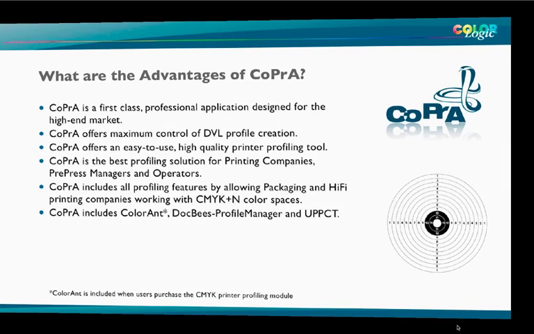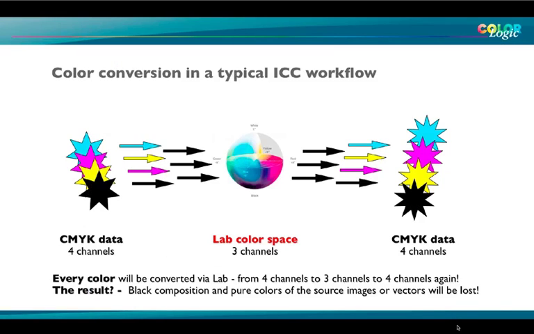So let's start with why we need DeviceLink profiles. The typical problem that you'll have with CMYK-to-CMYK conversion is that you'll start with a 4-channel data set. So you have 4 channels, CMYK, and whenever you're doing an ICC conversion, you will always convert via the LAB color space. So basically, you're going from a CMYK to LAB to the next CMYK, to your target CMYK. And the result is basically that you lose all the black composition and pure color information of your source images or vector files. And that's a big problem.